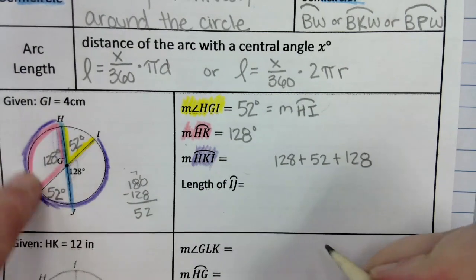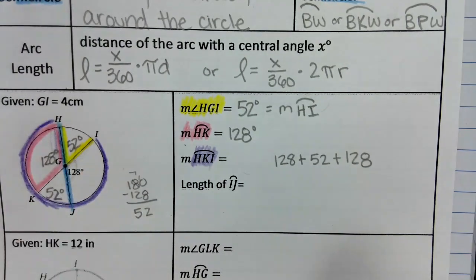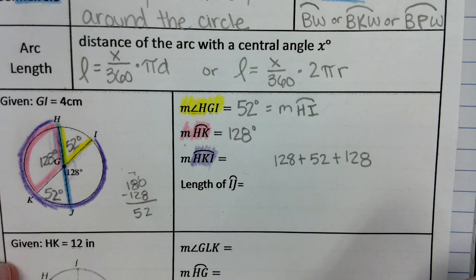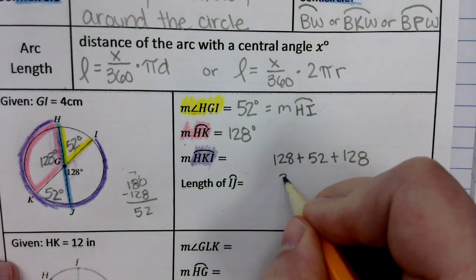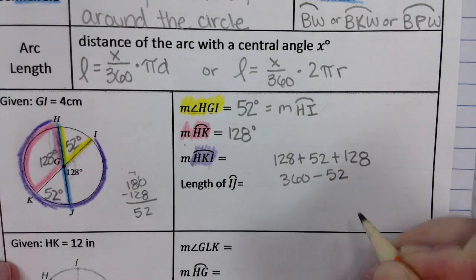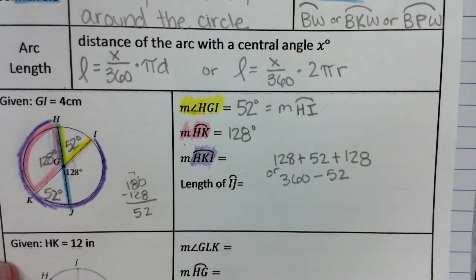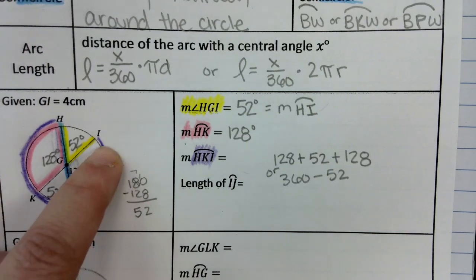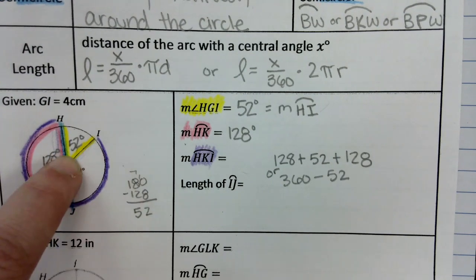The minor arc there is 52. And are we including that part or not including that part? Not including it. So we're taking the whole and we're taking out the part that we're not including. Either way, we get the same answer. So we can do 128 plus 52 plus 128, and we get 308. Or we could do 360 minus 52, and we get 308. So either way, that measures 308 degrees.